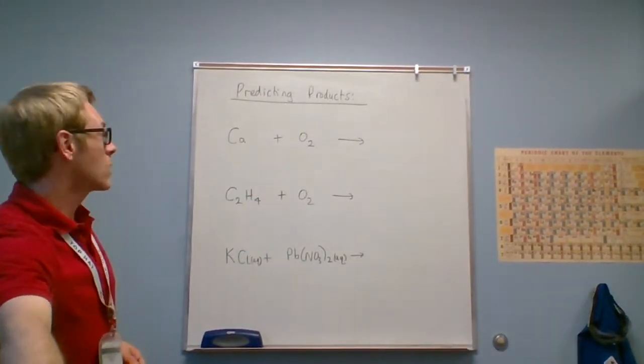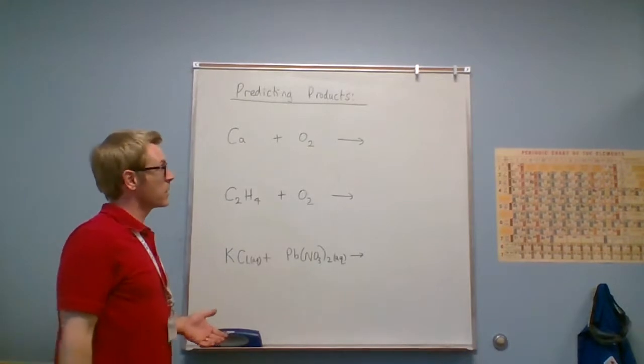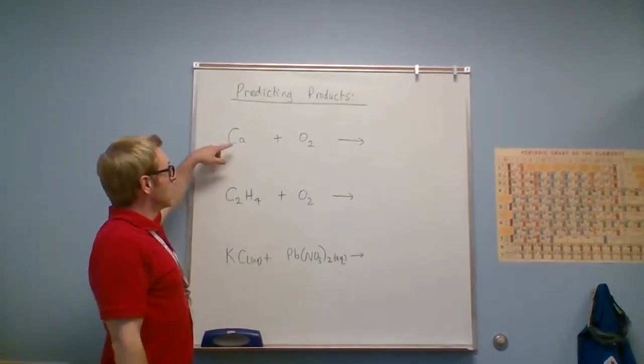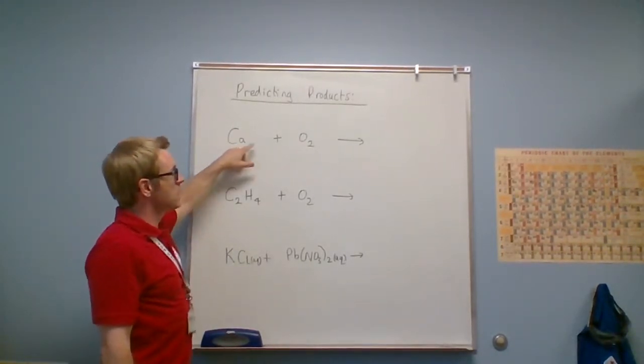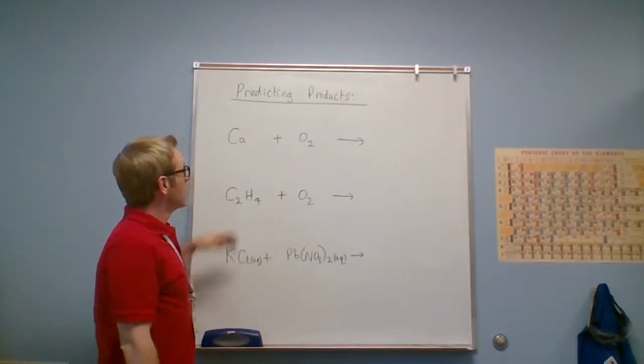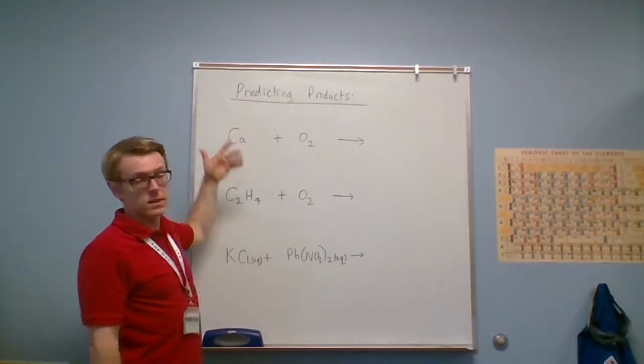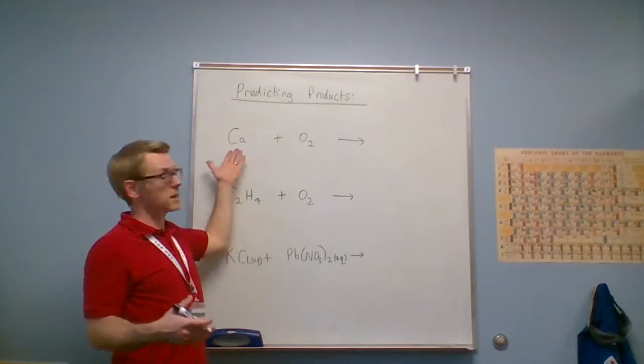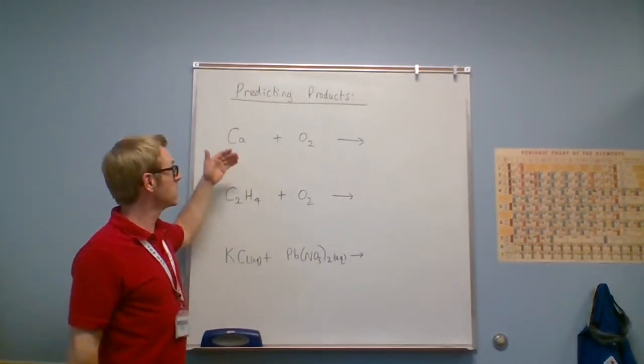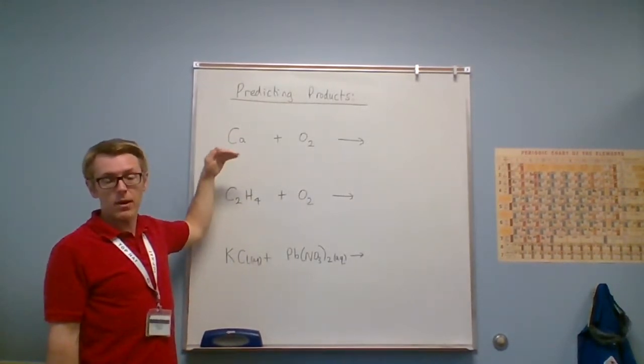In this video, we're going to predict products of a chemical reaction. In this first example, we have calcium and oxygen. Well, calcium we know is a metal, and it's a metal in group 2. It's an alkaline earth metal. So calcium wants to form a positive 2 charge.